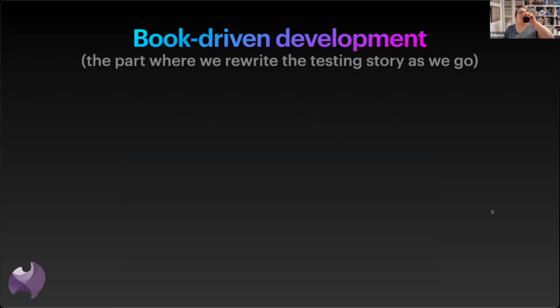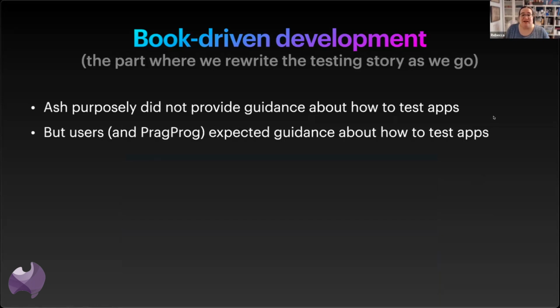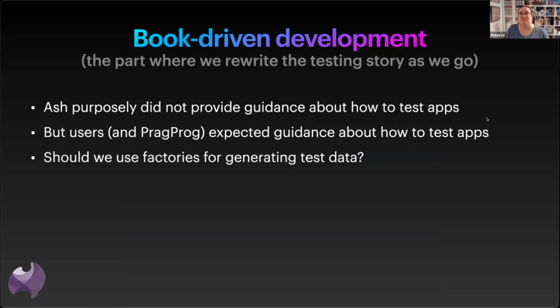So some of the biggest challenges we had were around the testing story of Ash. Ash purposefully did not provide any guidance on how to write tests in apps. But users and Pragprog expected guidance, like we're writing these apps, how do we test them? So when I wrote the initial version of the Tunez app, I included some tests. I used libraries like Ex Machina to generate test data for the application, and then wrote tests around that.